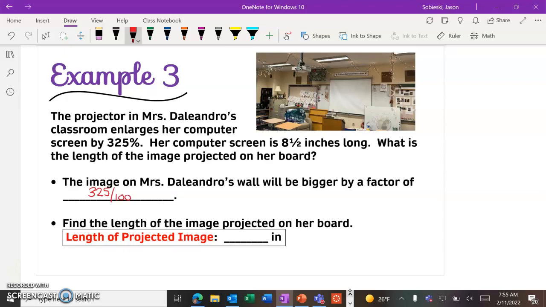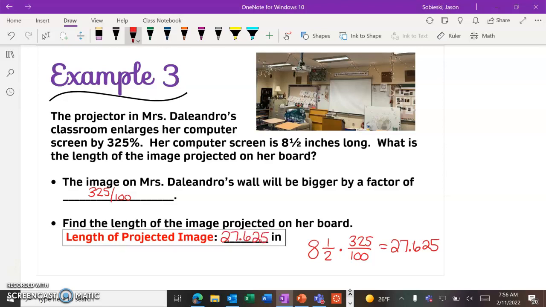So to find the length of the actual image, you take your 8.5 inches and multiply it by your scale factor, so by 325 over 100. And if you put that in your calculator, it'll give you a decimal, 27.625. So that's how long her screen would be in inches on her big whiteboard in the front.